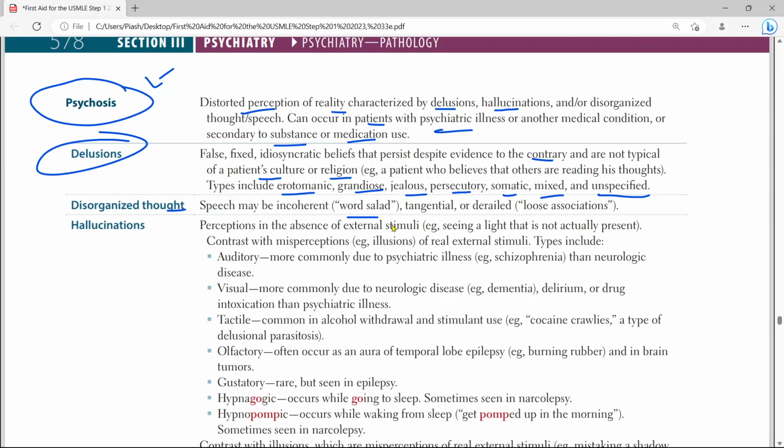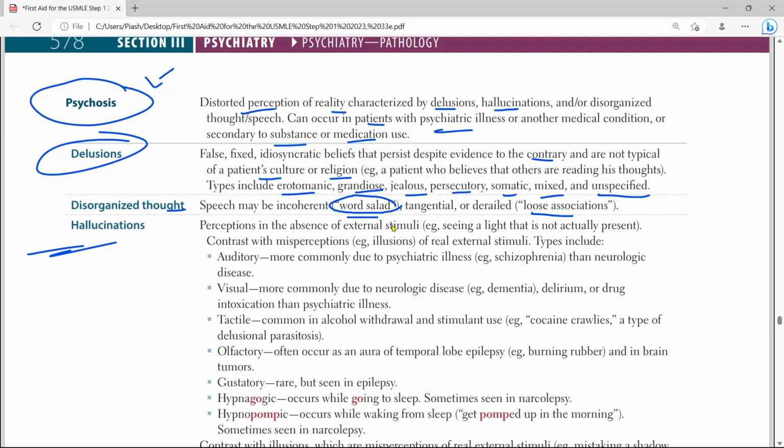Disorganized thought is word salad, tangential, derailed, loose associations. Incoherent means word salad, tangential, derailed, loose association.